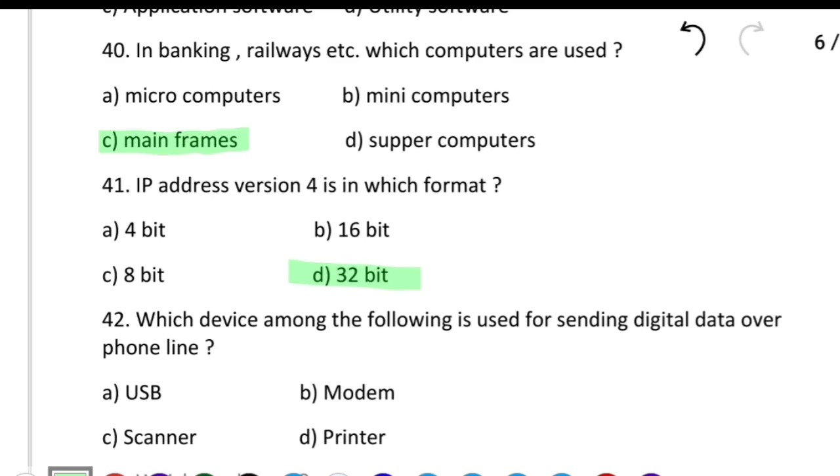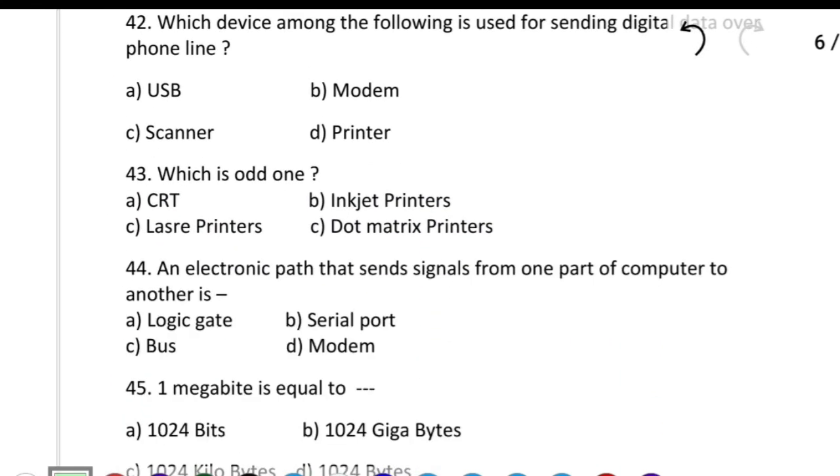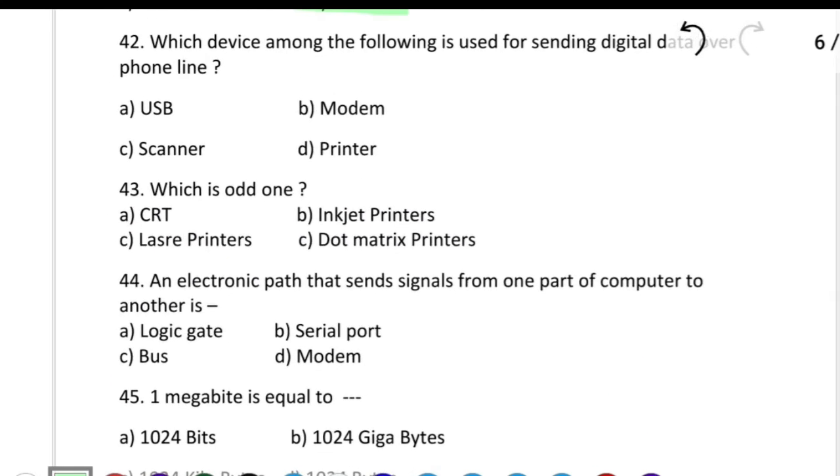Question number 41. IP address version 4 is in which format? 32-bit. Option D. Question number 42. Which device among the following is used for sending digital data over phone line? The option B is right answer. Modem. Question number 43. Which is odd one? CRT. Option A. Question number 44. An electronic part that sends signals from one part of computer to another is bus. Option C.